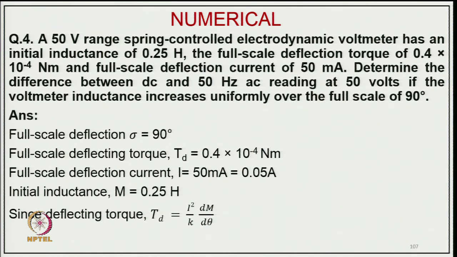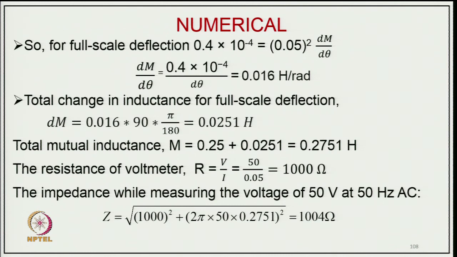Full scale deflecting torque TD equal to 0.4 into 10 power minus 4 Newton meter. Full scale deflecting current is I equal to 50 milliampere and initial inductance M equal to 0.25 Henry, and so deflecting torque is I square upon k into dM upon d theta. So, full scale deflection equal to 0.4 into 10 power minus 4 equal to 0.05 square dM upon d theta.